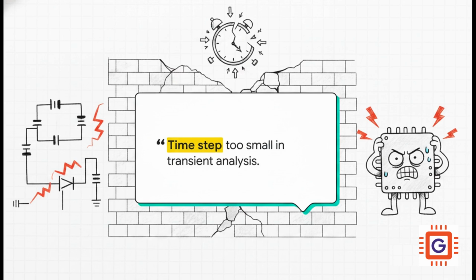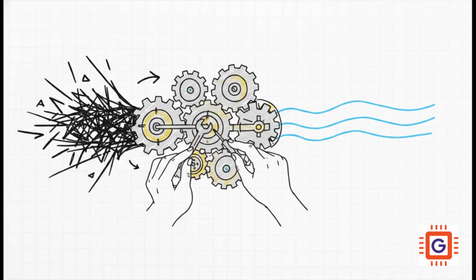Let me tell you, seeing that text pop up on your screen is enough to send a shiver down any veteran designer's spine. It basically means your simulation just hit a brick wall. Overcoming this specific convergence failure, that is the ultimate test. It's honestly what separates the elite master designers from the novices.